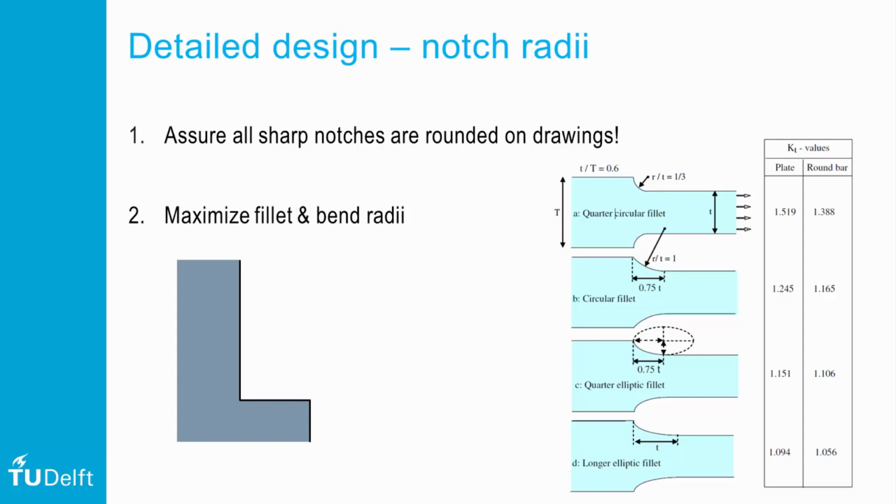Second, we have to maximize fillet and bend radii as much as possible. The larger the radius, the lower the stress concentration. The fillets illustrated here on the right hand side illustrate that the improvements can be made in several ways.